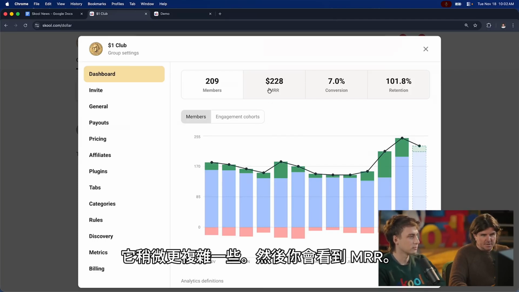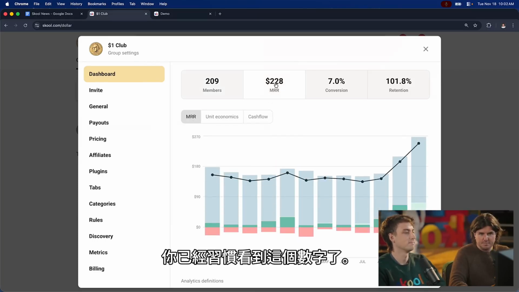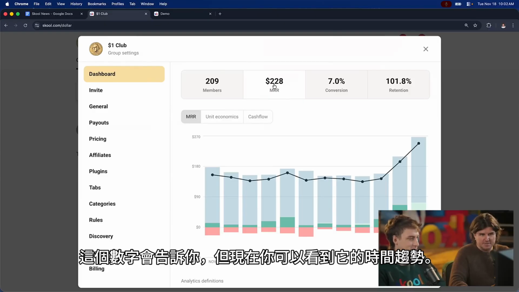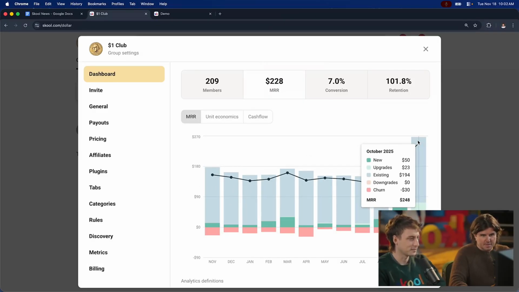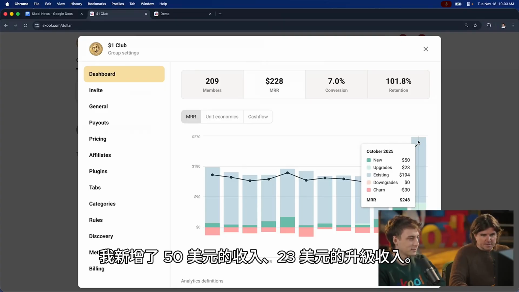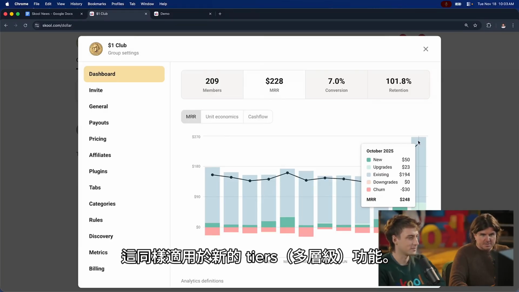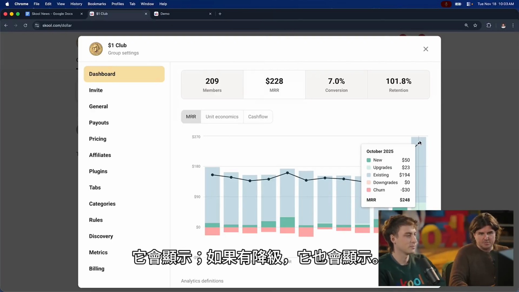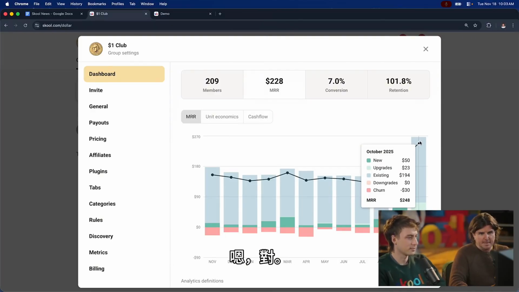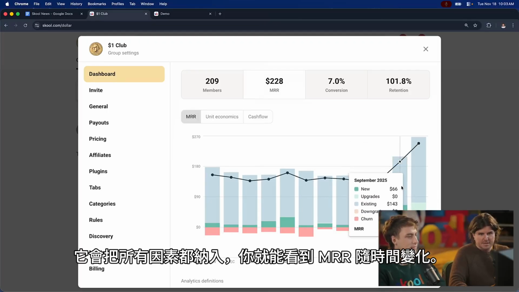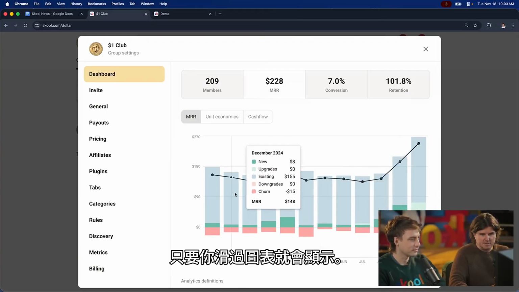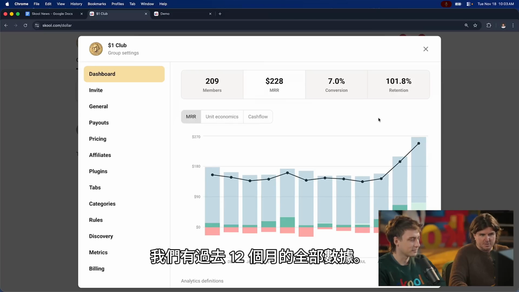Then you've got your MRR, which you're already used to seeing as a number. What's my MRR right now? That's what this number tells you. But then you can see it over time. So I can see in October, I got $50 new, upgrades 23, existing 194, downgrade 0, churn $30. Nice. This also works for the new tiers features. If you have upgrades, they'll show. If you've got downgrades, they'll show. So it factors in everything. You can see your MRR over time if you just hover over it, and we've got all the data going back like 12 months.